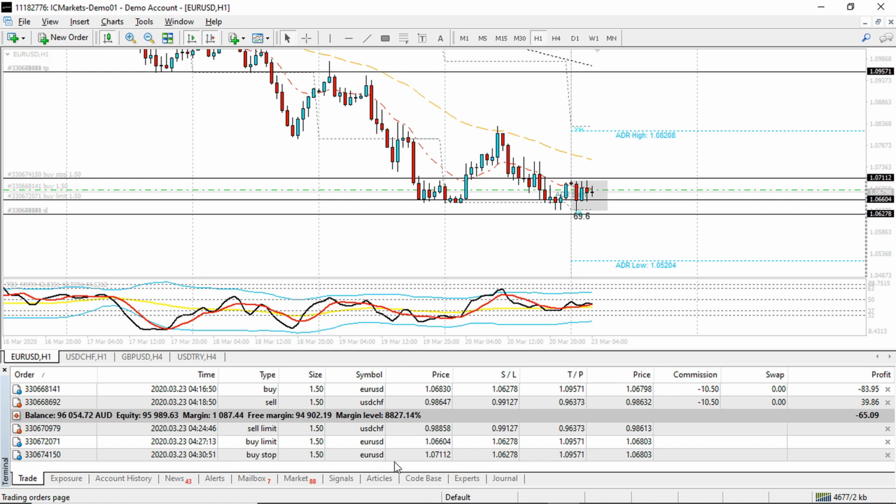So over on our terminal, this has already been placed, a buy stop using 1.50 lot size to be filled at 1.07112 with a stop loss of 1.06278 and a take profit of 1.09571. So over here now we have an instant execution buy, we have a buy limit as well as a buy stop at a higher level. So the difference is for the buy stop, it's much safer, however the risk is usually more.